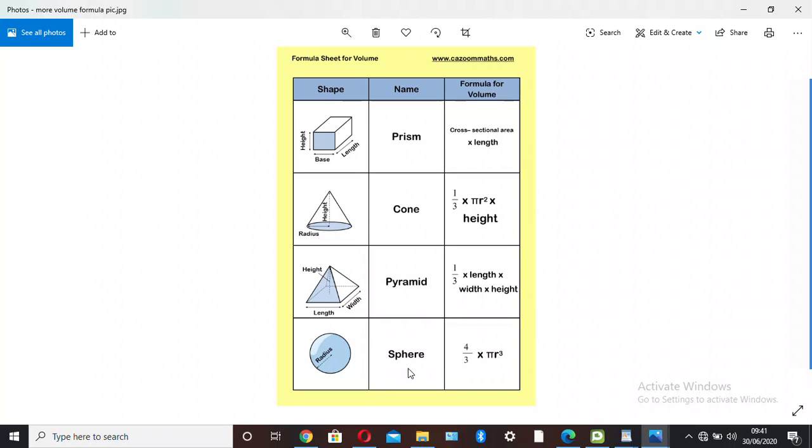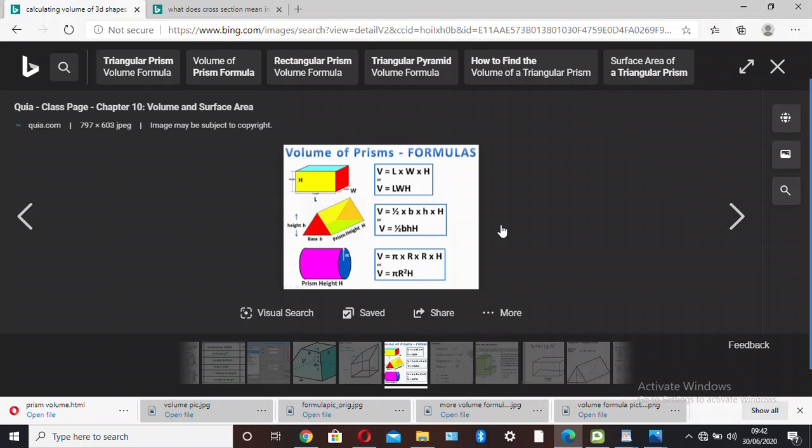And this is a sphere. 4/3 times pi r cubed is the formula for finding the volume of a sphere, where r is the radius of the sphere. So 4/3 times pi times r raised to power 3. We give you the volume of a sphere. Let's proceed.